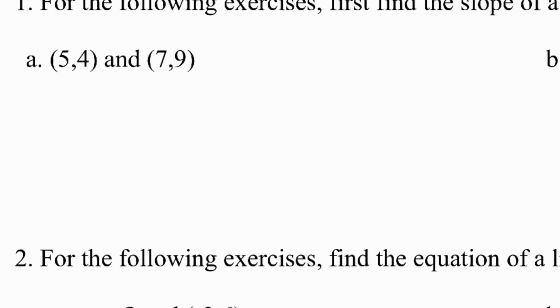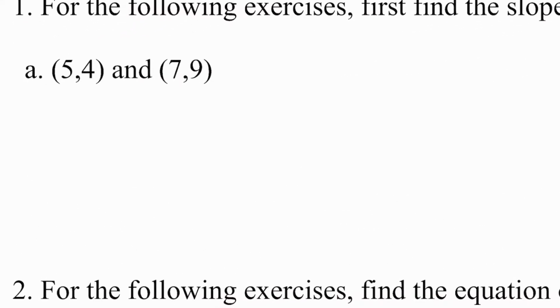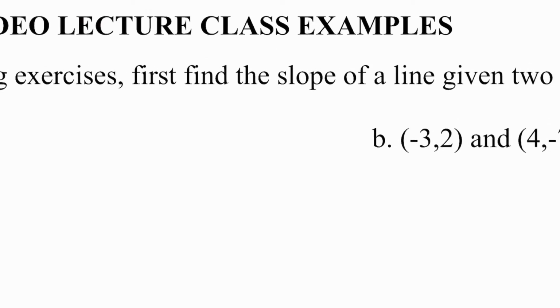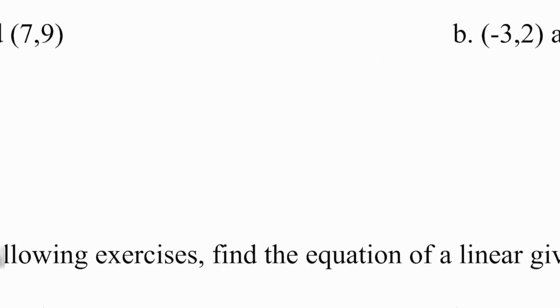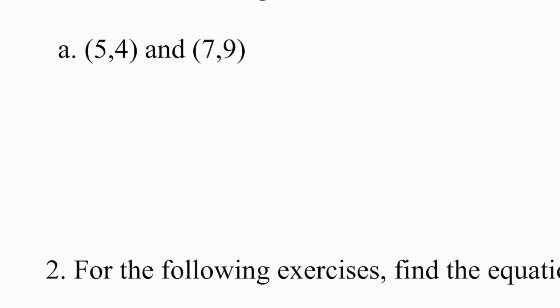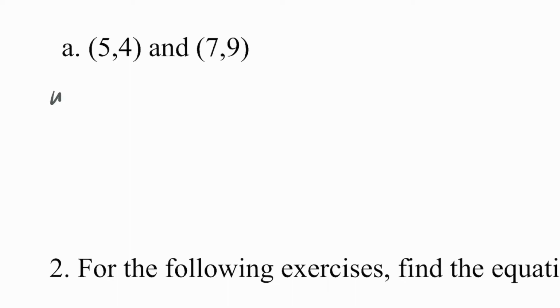So for part A, we've got two ordered pairs, and we're going to find the slope and then the equation of the line. So remember that the slope m is rise over run. There's lots of ways to write this. The more technical notation, which you may have seen before, is delta y over delta x. That means change in y over change in x.